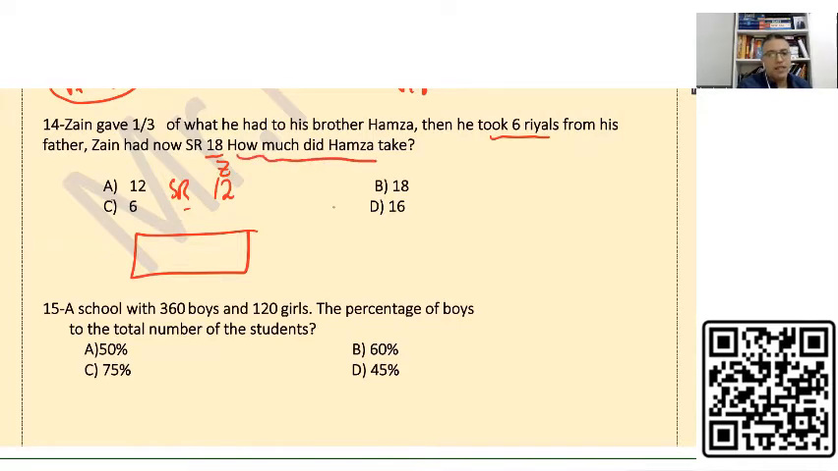So how much does Hamza have? A third of what he had, given to Hamza, plus a number is equal to 12. Oh, what is this? How can I solve that? You should think about it slowly.